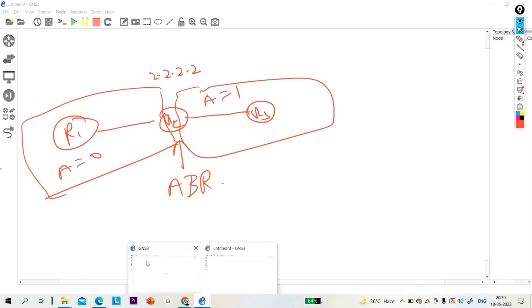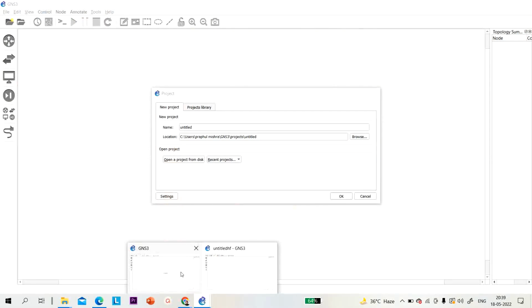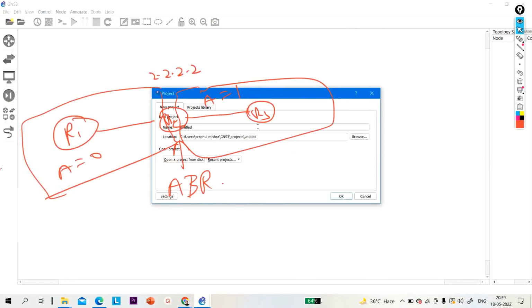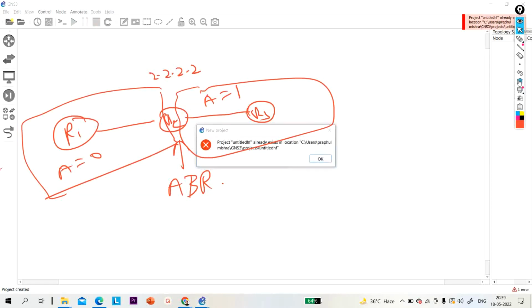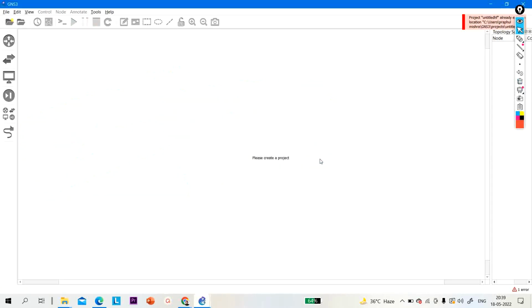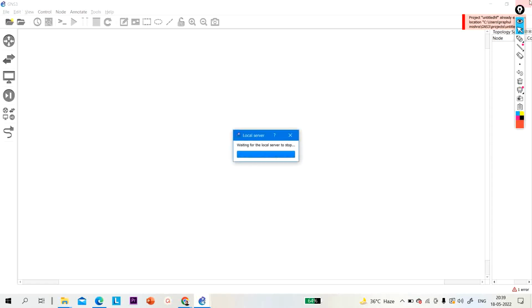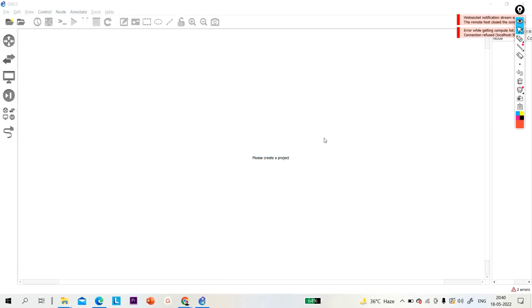Let me open GNS3. It's a really very useful question. Basically, we need to do a practical in order to understand how traffic goes between areas. You should configure OSPF on routers many times, right? You have to practice again and again.